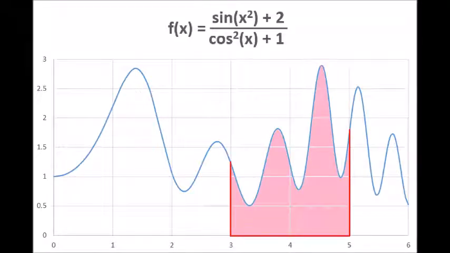To reinforce what you just learned, I highly suggest you practice for yourself. Go ahead and find the area beneath this curve using Romberg integration. Let us know what you get in the comment section below.